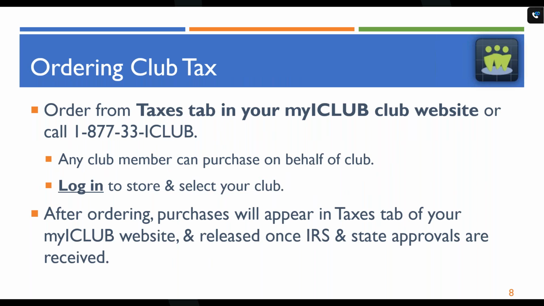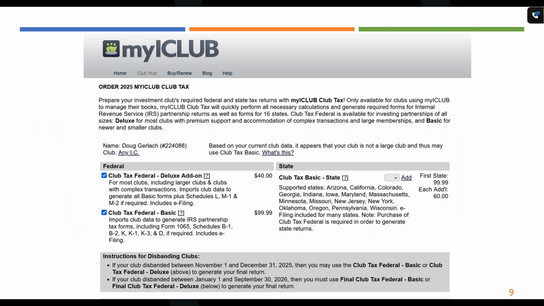Here's just a reminder of what the store looks like for the club tax purchase. We've got our federal deluxe and our federal basic and our club tax state basic versions. We've also got our IRS extension request e-filing service available for you to purchase, and there are separate versions for disbanding clubs as we introduced last year. So we ask you to log in, and that way we'll help you figure out if you can use the deluxe version or the basic version. We're migrating more and more users over to the deluxe version for more support and functionality.